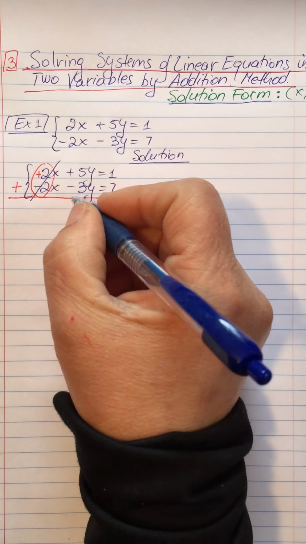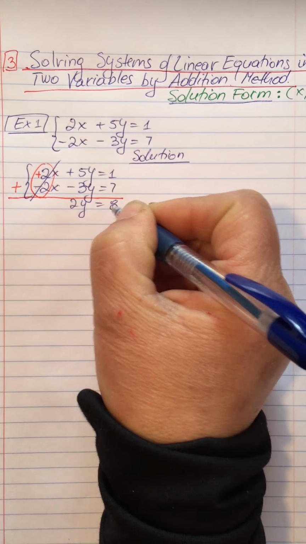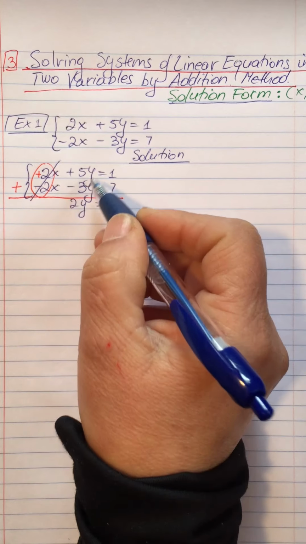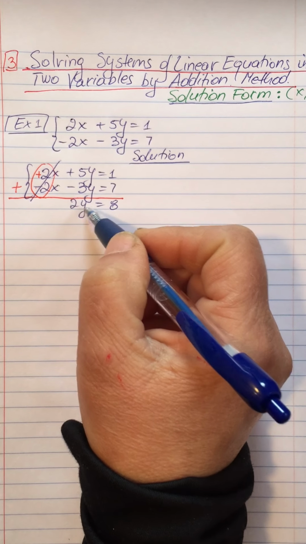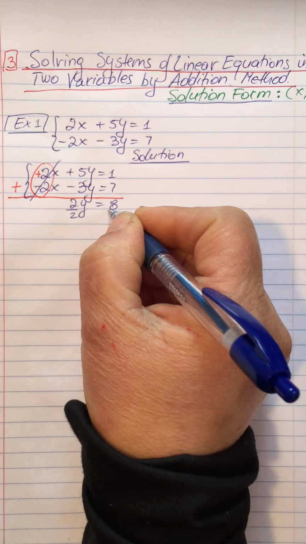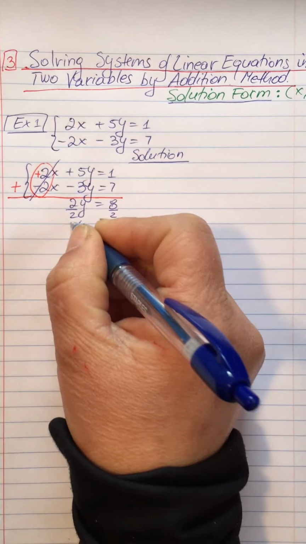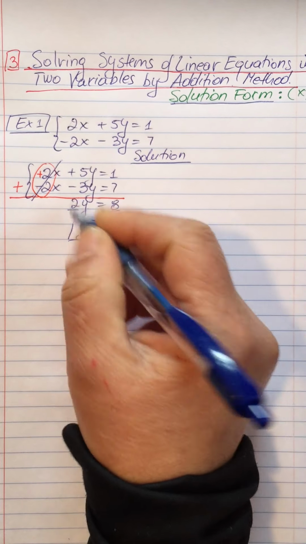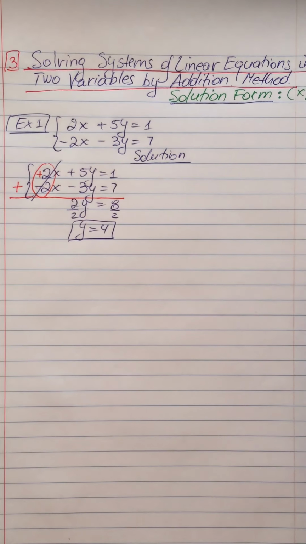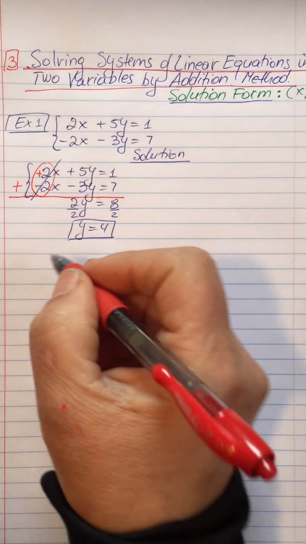5y and negative 3y is 2y. 1 plus 7 is 8. So eliminating x, I am left with an equation only in y. I know how to solve this equation. Dividing by 2 on both sides, y is 4. Since I am able to find a value for one of the coordinates of the solution, this means this system has only one solution.